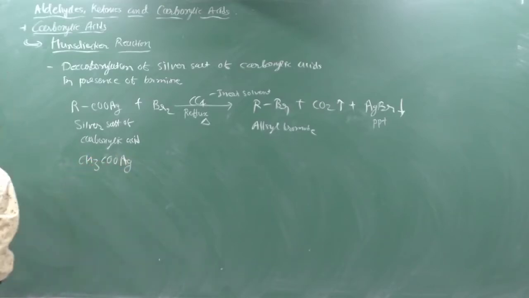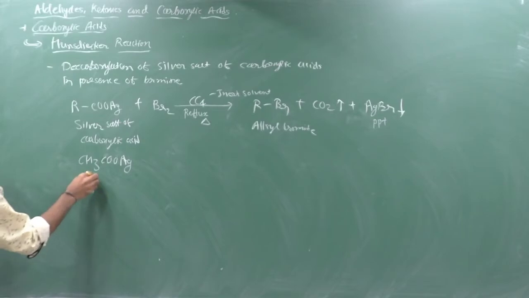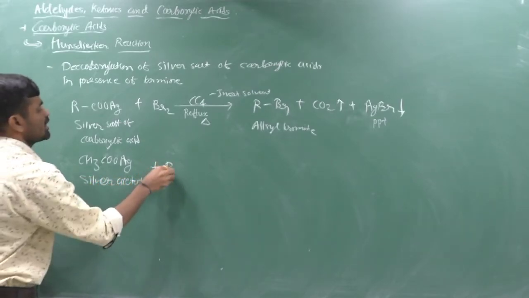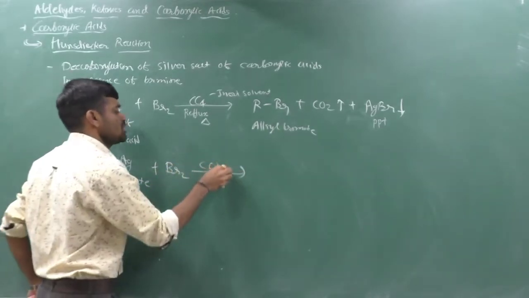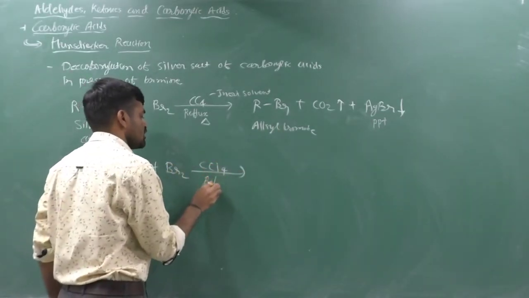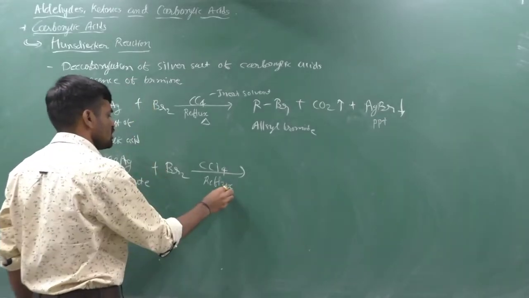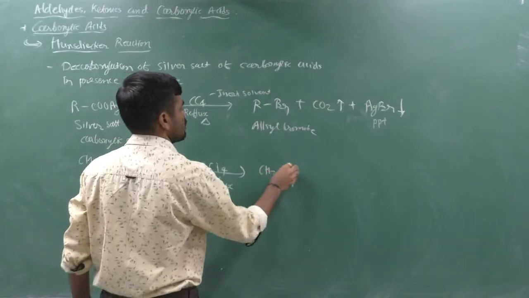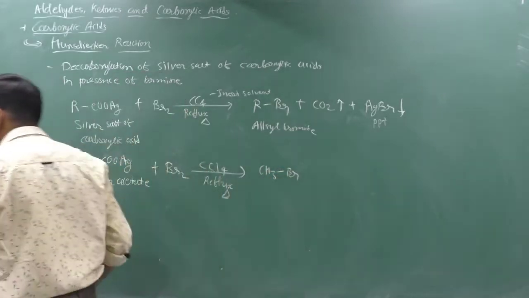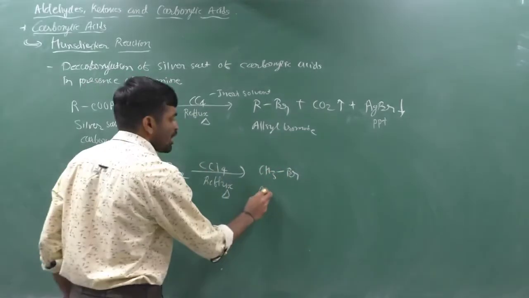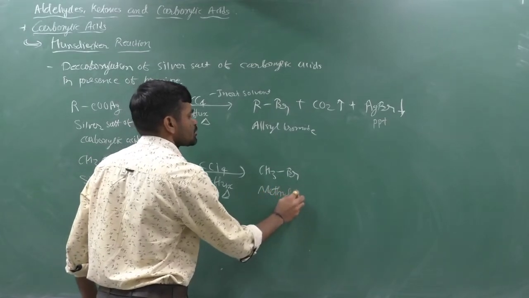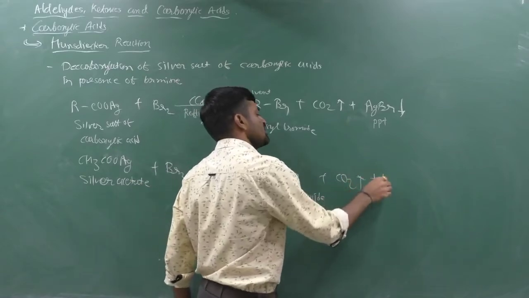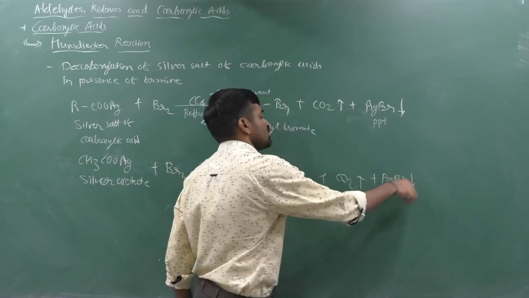Take CH3COOAg. The name of this compound is silver acetate. We treat it with Br2 in presence of CCl4 inert solvent and reflux it, meaning we heat it in a closed vessel. We obtain CH3Br, with one carbon atom less. What is the name? Methyl bromide, an alkyl halide. Carbon dioxide is released and AgBr is precipitated.